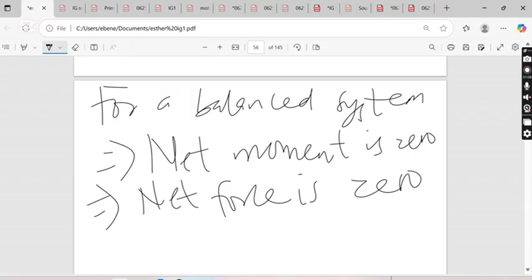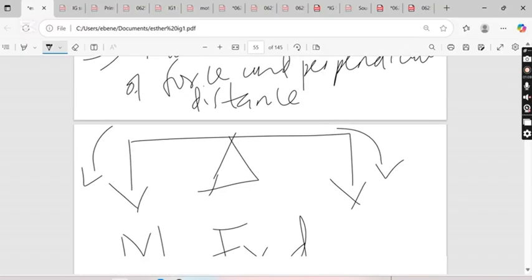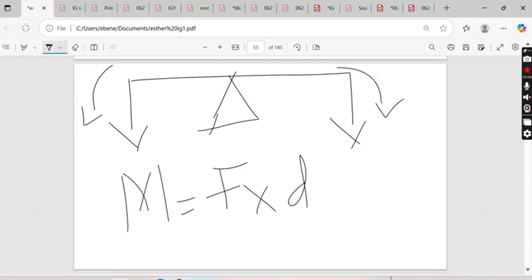The net moment, you can say sum of clockwise moment is equal to sum of anticlockwise moment. The net force is 0. You can also say sum of upward forces is equal to sum of downward forces, or the resultant force on the object is 0. So in this case, we are not causing any turning effect of the system. We want the system to remain as it is.